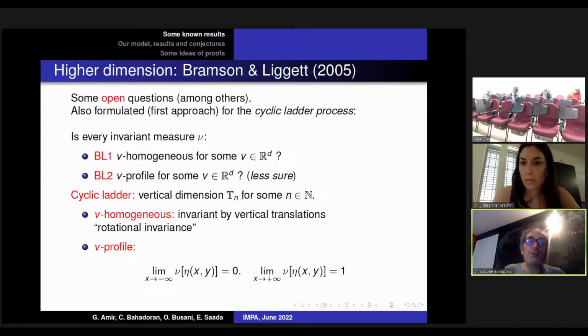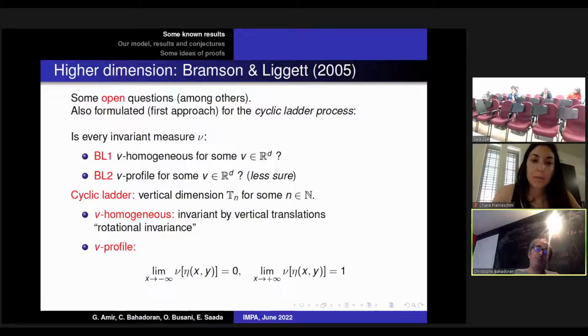Okay, so some open questions that they ask at the end of their paper are, for instance: is every invariant measure V-homogeneous for some vector, and is every invariant measure V-profile for some vector?